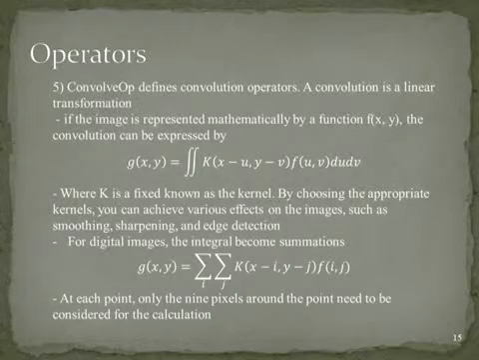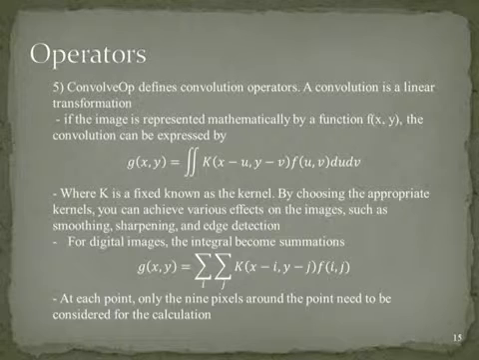The convolve op defines convolution operators. A convolution is a linear transformation. So if an image is represented mathematically by a function f of x, y, the convolution of the continuous function can be represented by g of x, y, which is a double integral of the kernel, which is the filter, multiplied by the function, du dv.